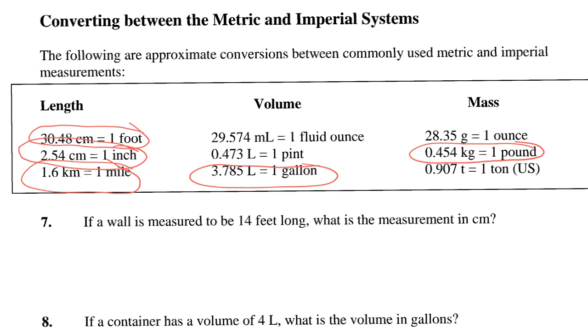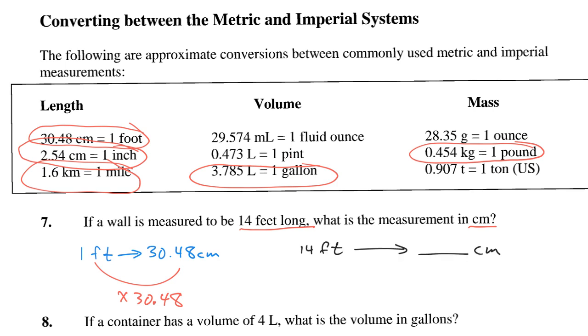All right, on to question number 7. Now, for question number 7, we're looking at what would happen if a wall was to be measured, which is 14 feet long, and I want the measurement in centimeters. So here's what we know. So 1 foot goes to 30.48 centimeters, which means that we're taking 1 and multiplying by 30.48. So we're going to do the same process for the second thing that we're looking for. So we're looking for 14 feet changed into centimeters.